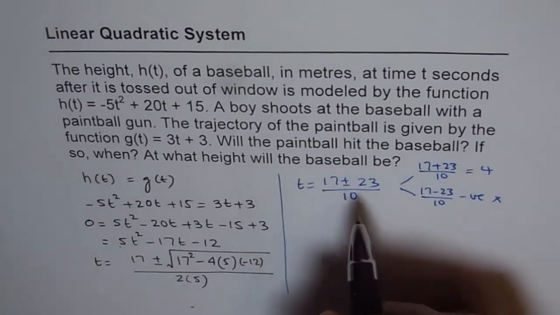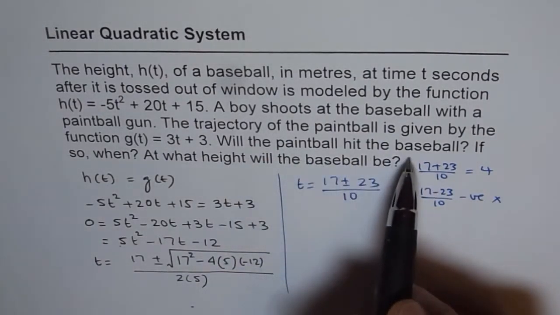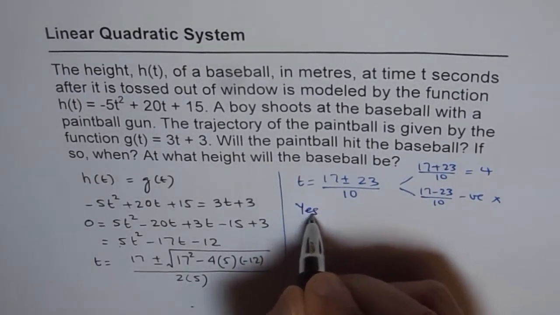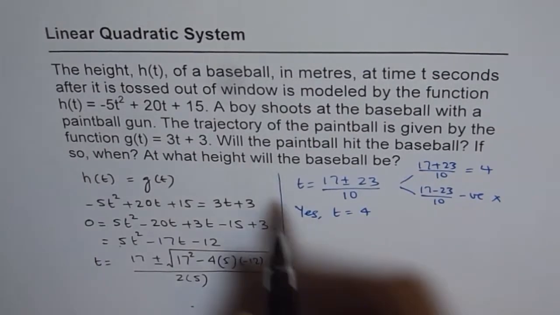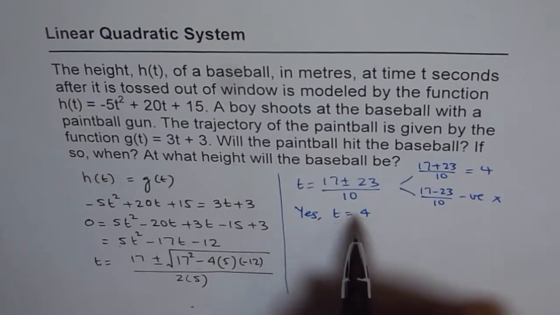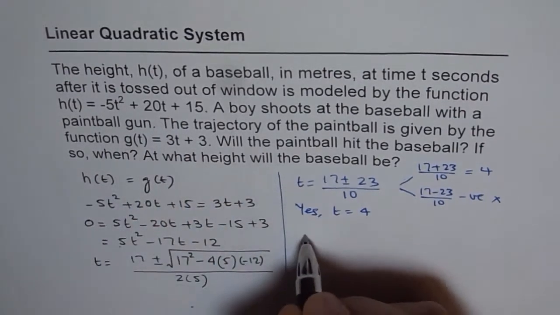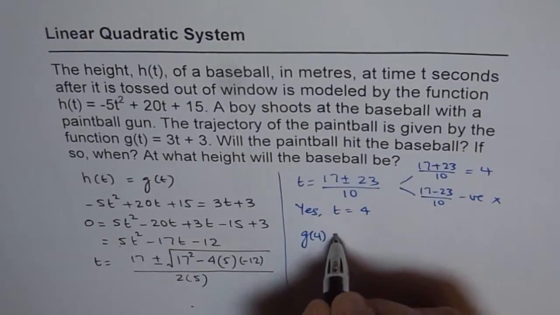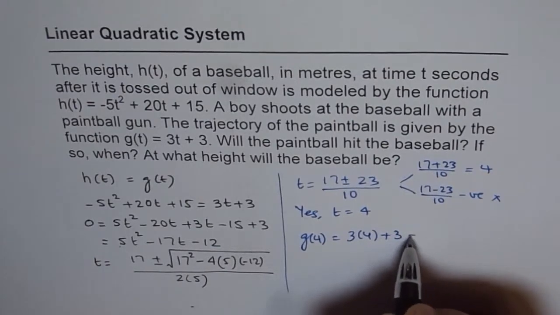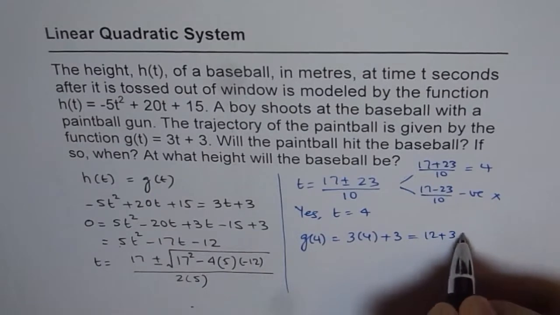So that is the time t. The question is, will the paintball hit the baseball? The answer is yes. If so, when? So it is yes at t equals 4. At what height? So we can calculate the height. To calculate the height, you can put t equals 4 in that equation, or even in g of t, which is simpler. So it becomes 3 times 4 plus 3, and that is 12 plus 3, which is 15.